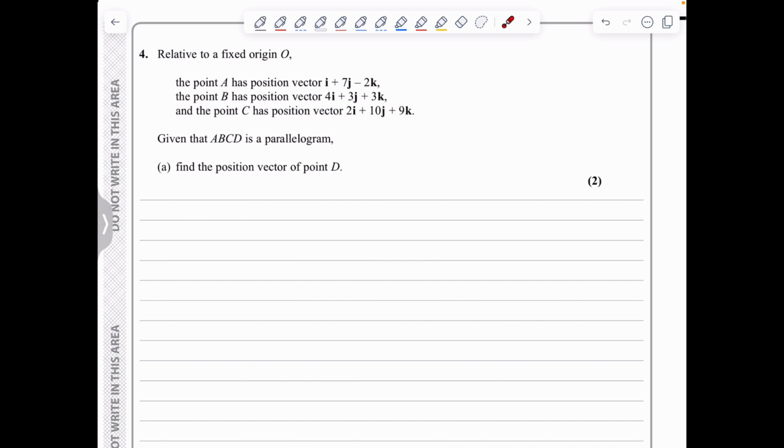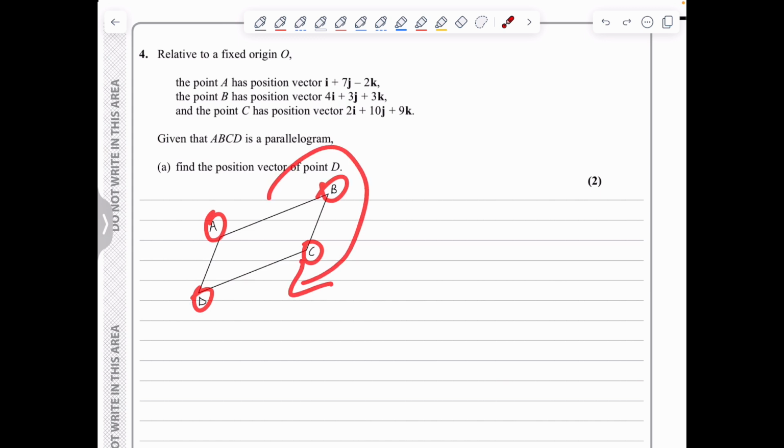In question 4, we are given the position vectors for points A, B, and C. We are told that ABCD is a parallelogram, and we need to find the position vector of point D. Well, it's really helpful for me to draw a quick sketch of a parallelogram. The vertices are A, B, C, D in a clockwise fashion, and we need to find the position vector OD.